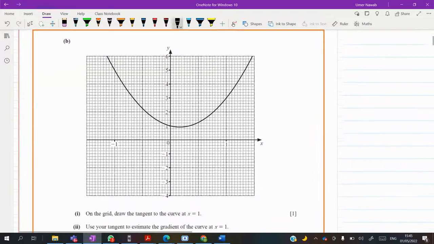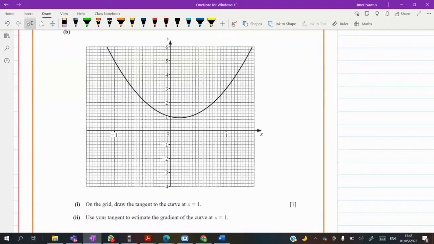Now the B part is, in the B part, he says on the grid, draw the tangent to the curve. So a tangent is a line which touches the curve at only one point. At which point is he interested? He's interested at x is equal to 1. My friends, this point is 1, that is x is equal to 1. Go to the curve. This is the point where the x coordinate is 1 and the y coordinate is 3. Done. So I want to draw the tangent.